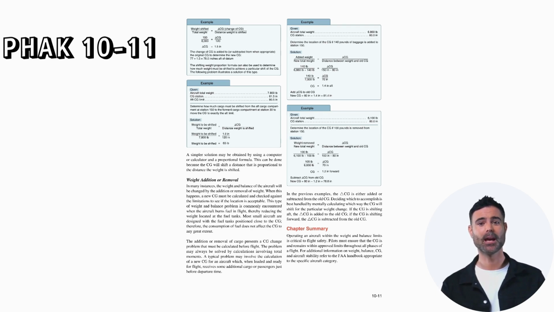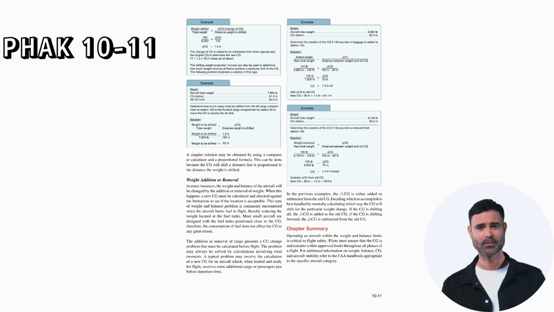In the previous examples, the RCG is either added or subtracted from the old CG. Deciding which to accomplish is best handled by mentally calculating which way the CG will shift for the particular weight change. If the CG is shifting aft, the RCG is added to the old CG. If the CG is shifting forward, the RCG is subtracted from the old CG.